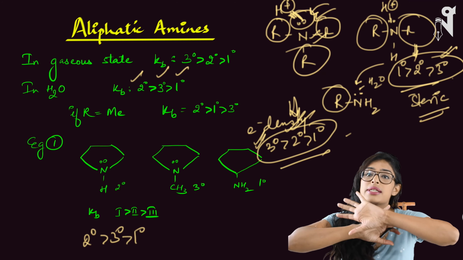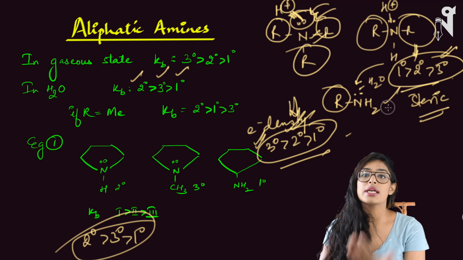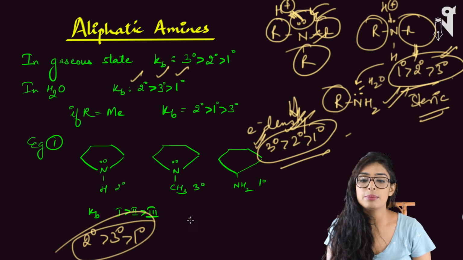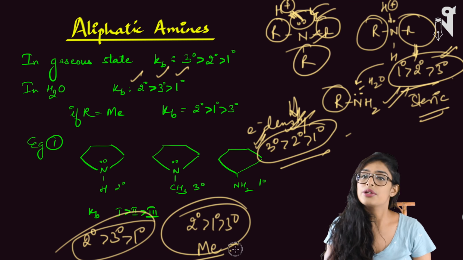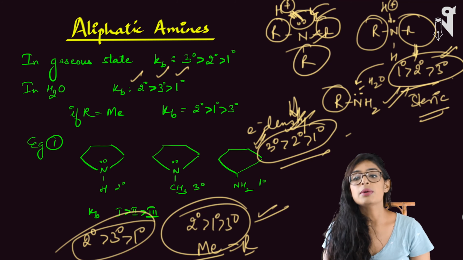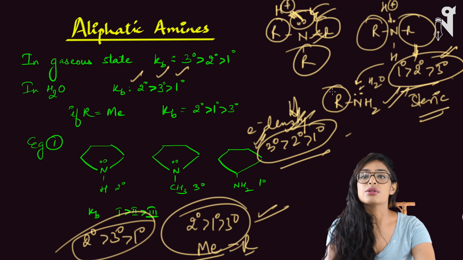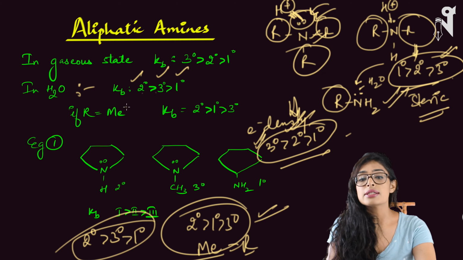This is in the case where any R group is present, but there is an exception if the R group is methyl. If the R group is methyl, then this order is different. In that case, your steric hindrance factor takes precedence and overrules the electron density factor, and hence the order becomes secondary, primary, and tertiary. Only when methyl is R, the order is secondary, primary, tertiary. But if it is any other R group, then your electron density factor overcomes the steric hindrance factor and the order becomes secondary, tertiary and primary. So I have clearly mentioned here, in water the Kb is secondary, tertiary, primary. If R is Me, then it is secondary, primary and tertiary.